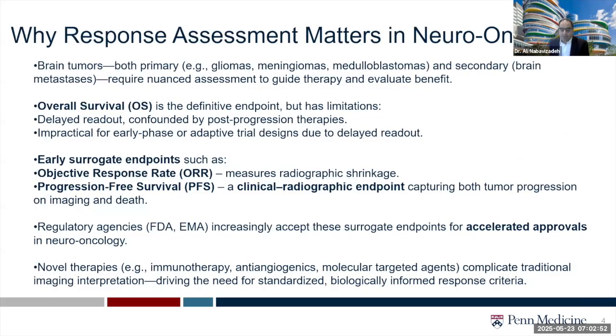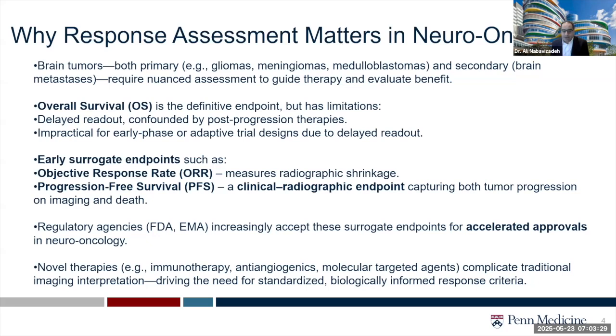So why do we need response assessment in neuro-oncology? That's the basic question. We know that brain tumors, both primary brain tumors and secondary metastatic lesions, require a nuanced assessment to be able to guide therapy and evaluate benefit of any treatment. And even though overall survival is a definitive endpoint, it has significant limitations. First of all, it's a delayed endpoint, and also it's confounded by post-progression therapies. So it's not practical for early phase or adaptive trial designs.